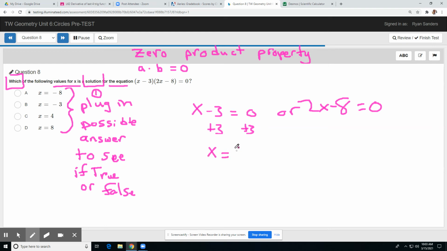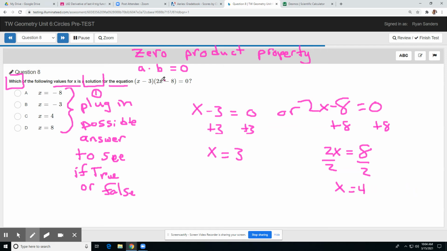Notice that if I got x equals 3, if I plug 3 in here, that would make 0, and it would zero everything out. 3 is not one of our options. If I look at the other one, don't do these in your head. I've done that in the past, and it's easy to make mistakes that way. I got 4 for the other one.